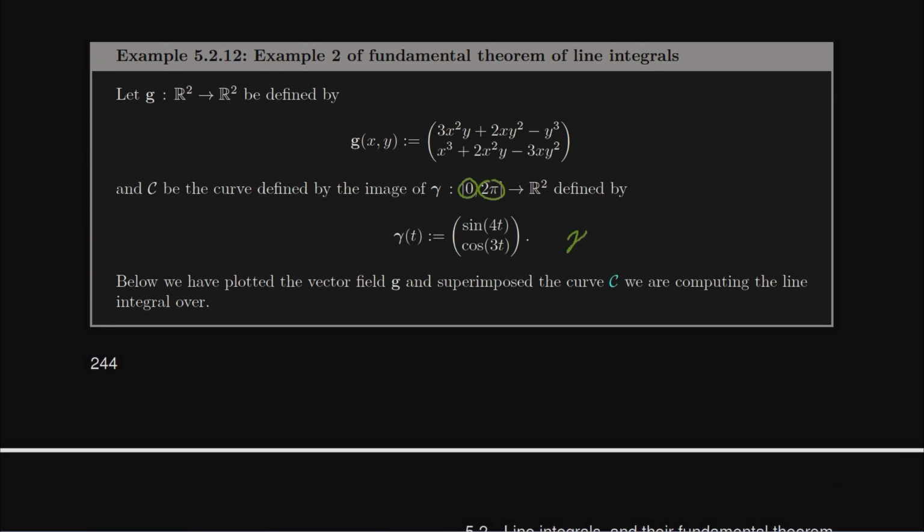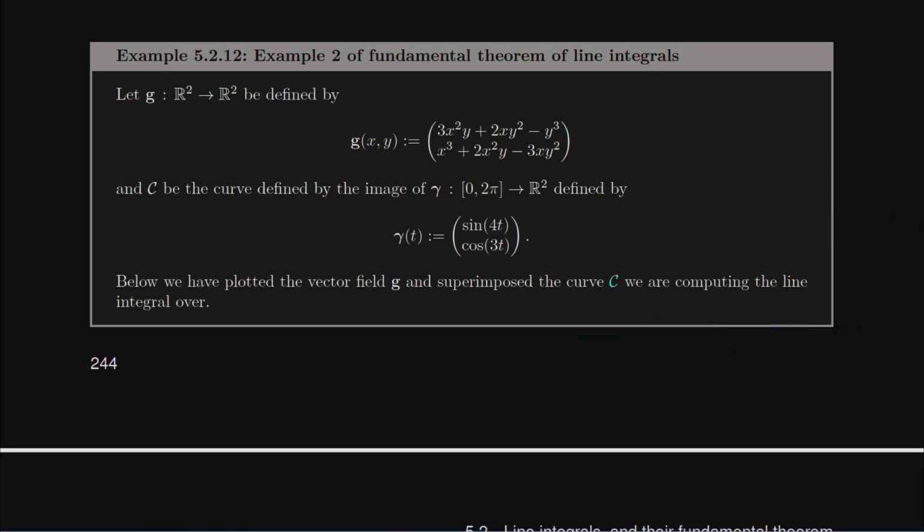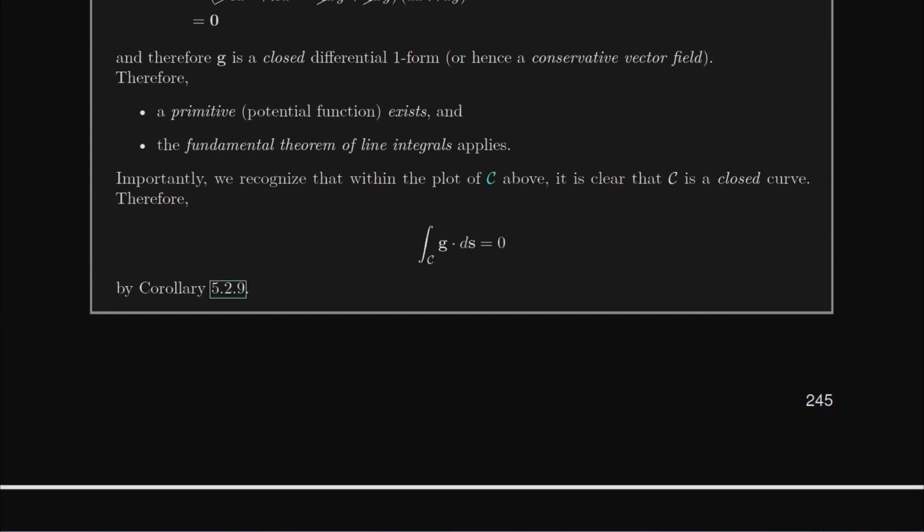So testing the curve on 0 and on 2 pi, gamma at 0 looks like sine of 0, cosine of 0. That's going to be the point 0, 1. And then gamma on 2 pi will be sine of 8 pi, cosine of 6 pi. But of course, 8 is a multiple of 2, meaning that's just actually sine of 0, so that's still equal to 0. And 6 is a multiple of 2 as well, so that's the cosine of 0, also 1, because our starting point and ending points are the same. That's what's important. Starting and ending points are the same. And so since the starting points and the ending points are the same, everything cancels when you compute the fundamental theorem of the line integrals.